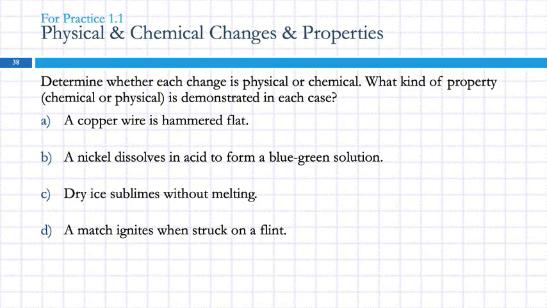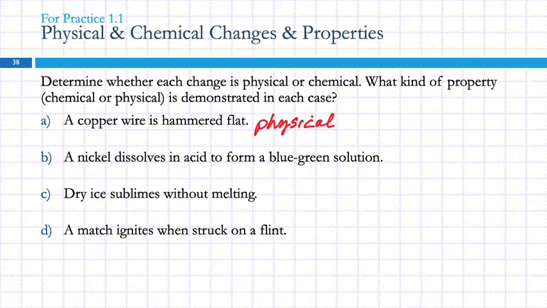So there'll probably be a question or two like this on the first exam. Determine whether each change is physical or chemical, and then what kind of property is demonstrated in each case. So here we have a copper wire is hammered flat. What we want to think about is the copper, is it still copper or has it changed into something else? It's still copper, right? So physical change or chemical change? That's going to be a physical change.